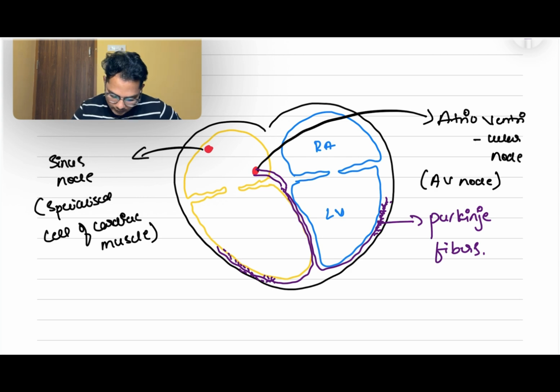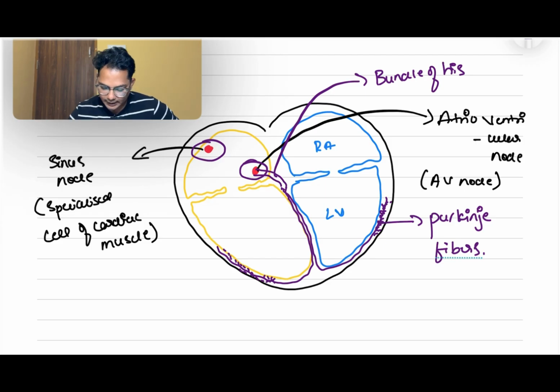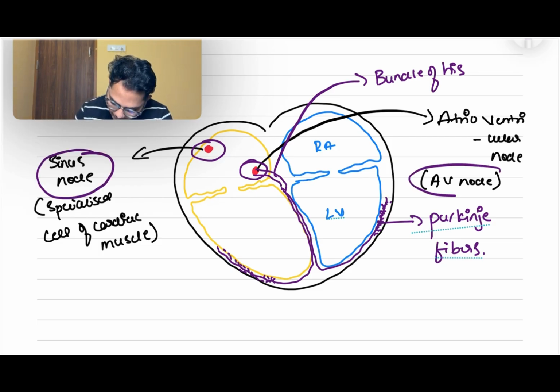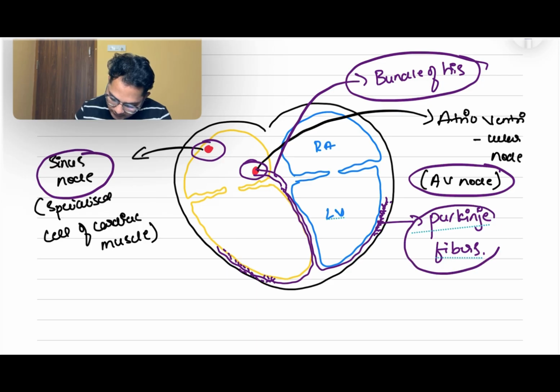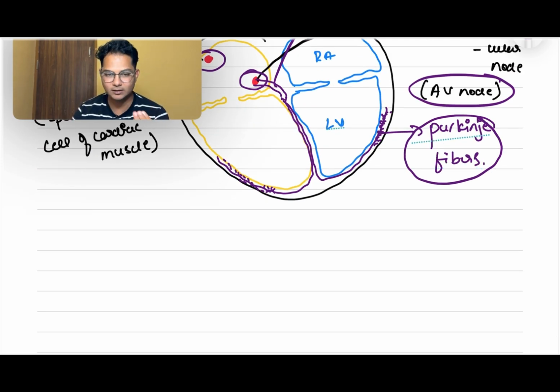So now you learnt about the SAN, AVN, bundle of His, and Purkinje fibers. Let me label it. The bundle of His divides into left and right. The SAN, AVN, bundle of His, and Purkinje fibers are all made up of the same kind of cells. But if you compare these specialized cells of cardiac muscle with the actual muscle fibers present in the auricles and ventricles, both are different.